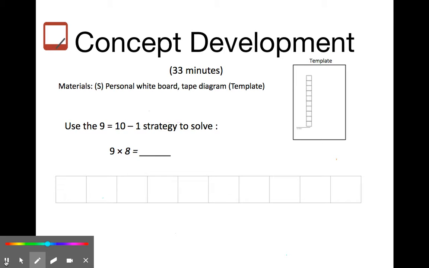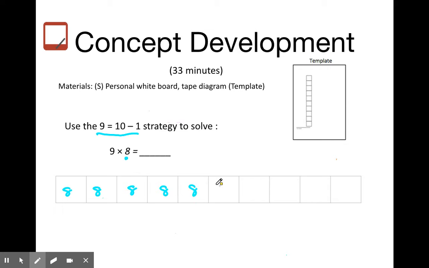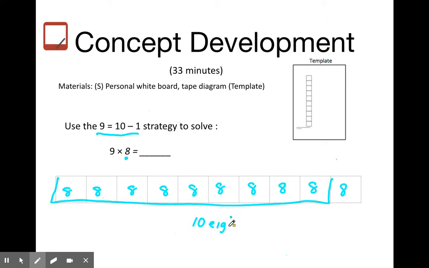We're going to use this strategy of 9 equals 10 minus 1 again. This time we're going to look at 9 times 8. So we're going to make each box here worth 8. All right? So we'll pretend in our tape diagram that each one of these equals 8. And we're going to look at 9 times 8, which is all of these boxes right here. Okay? 9 times 8. So if I looked at the entire tape diagram, that's like saying 10 eighths minus 1 eighth.